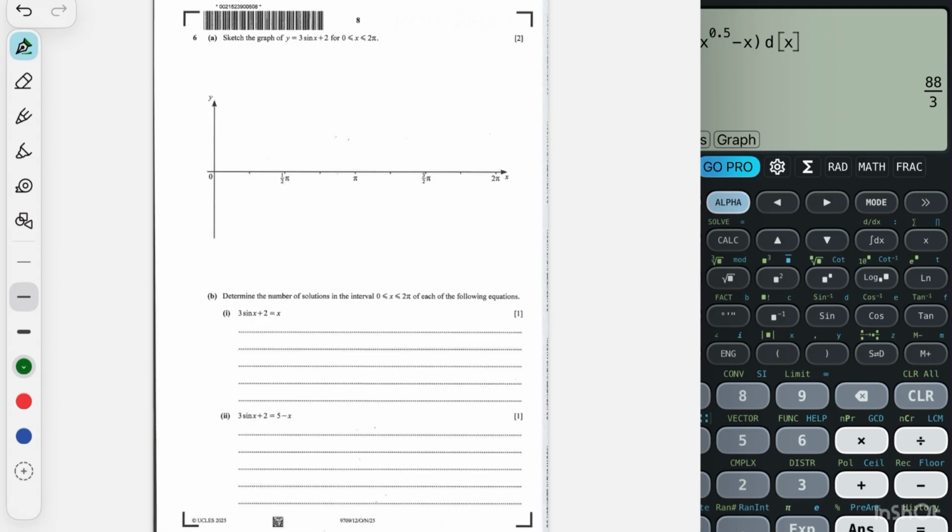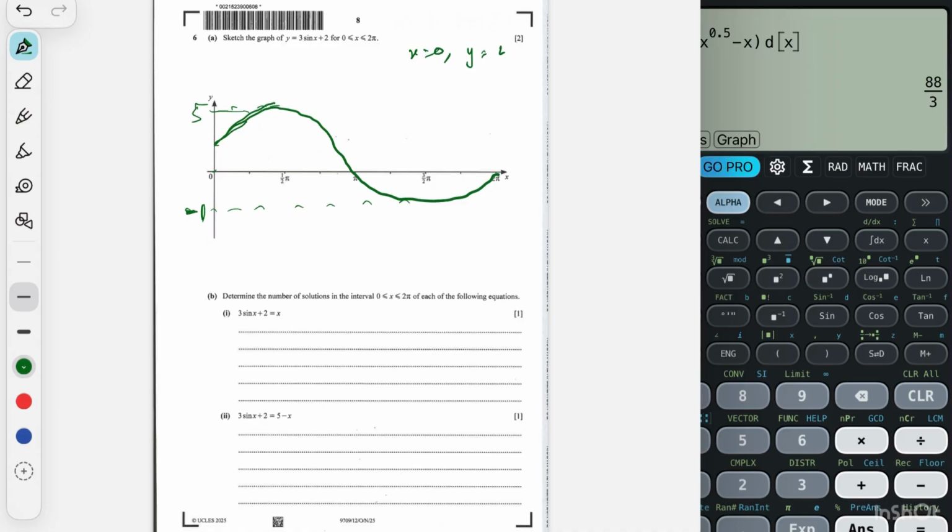But when x is 0, y is 2. So the graph is not actually starting from here. It's actually starting from here. So it goes up, then comes down. It's something like this. Okay? So this is how my graph actually looks. So the maximum is 5. The minimum is -1. Okay, don't worry, I will explain.